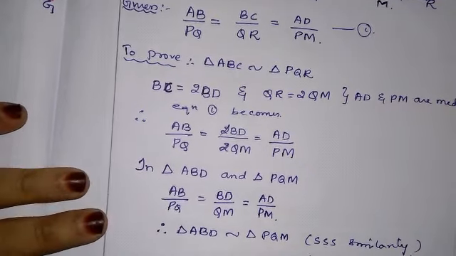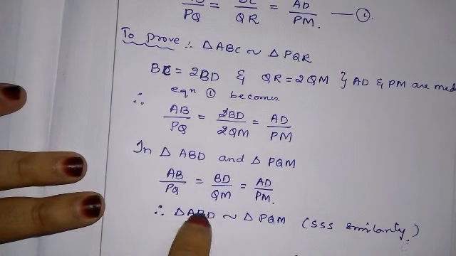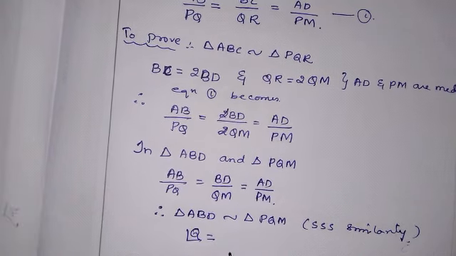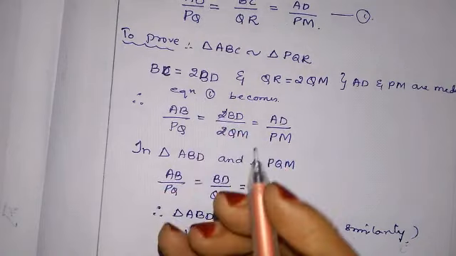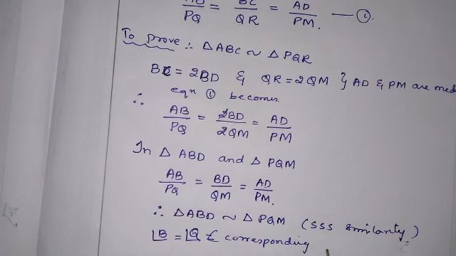Now once the triangles become similar, their corresponding angles are equal. So I will write: angle B is equal to angle Q. Their corresponding angles are equal.